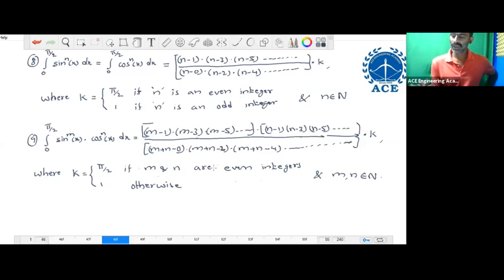If both m and n are even integers, we take pi by 2. Otherwise, 1. Otherwise means any one is odd or both are odd. Then we can put 1 in place of k.